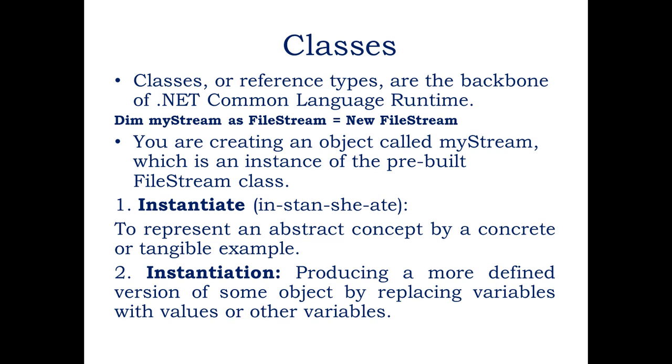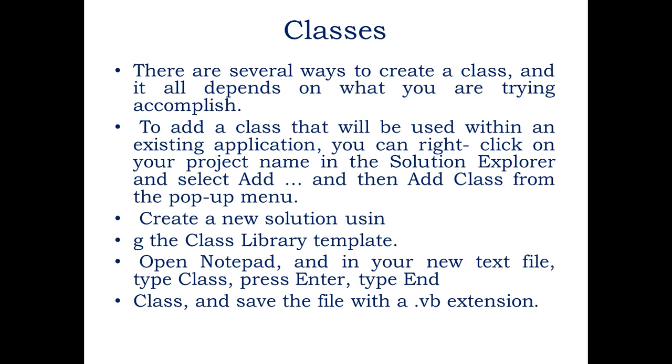There are two important class types. Instantiation is representing an abstract concept by a concrete or tangible example. Instantiation is producing a more defined version of some object by replacing variables with values or other variables. Next, there are several ways to create a class, and it all depends on what you are trying to accomplish.